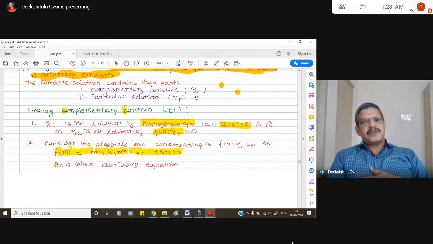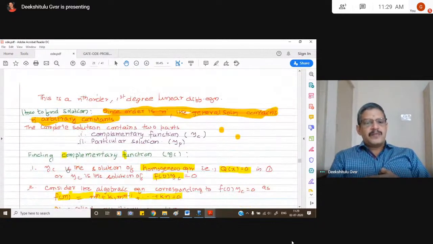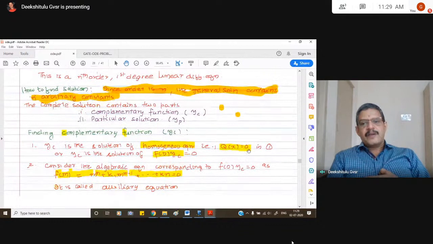First, let us discuss what the complementary function is and how we calculate it. Finding the complementary function, y sub c. First thing is, y sub c is a solution of the homogeneous equation. What is the homogeneous equation? The equation is f of D y equal to Q of x. If you put Q of x equal to 0, this equation is called the homogeneous equation. So the complementary function is a solution of the equation when Q of x is equal to 0. That means y sub c satisfies f of D y equal to 0.